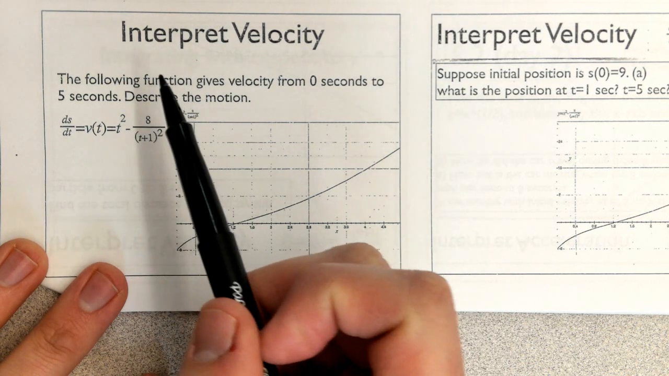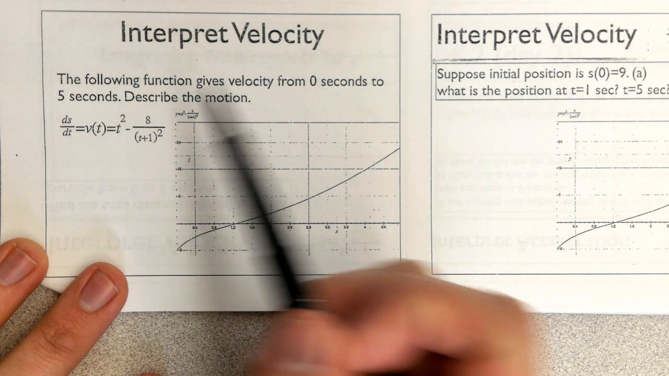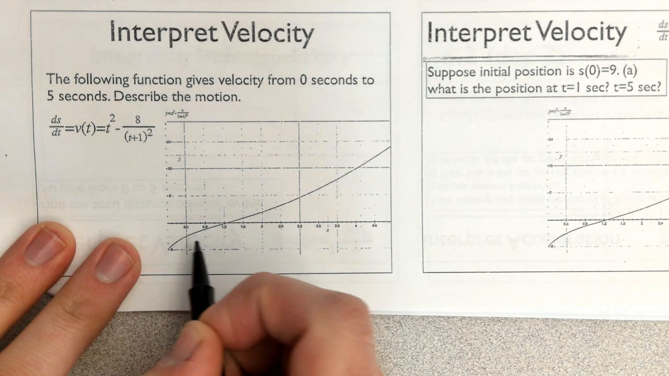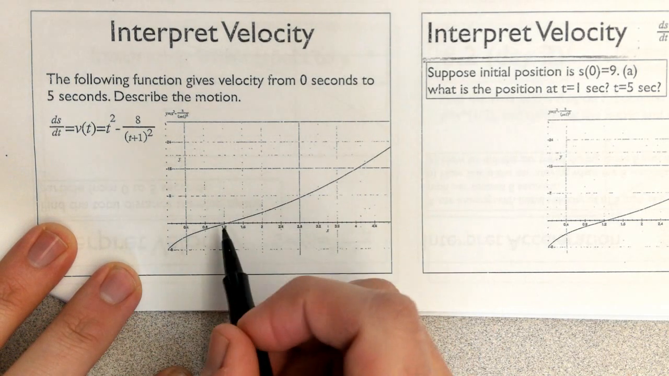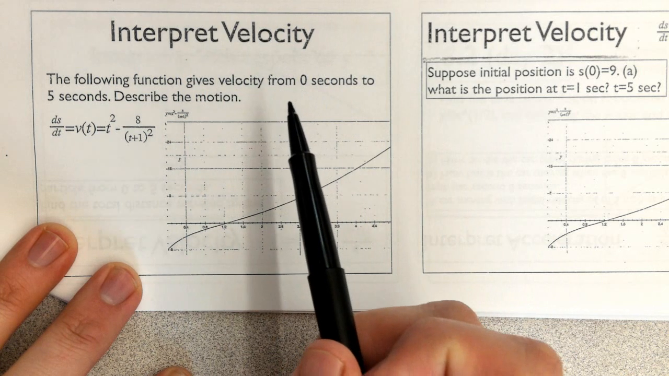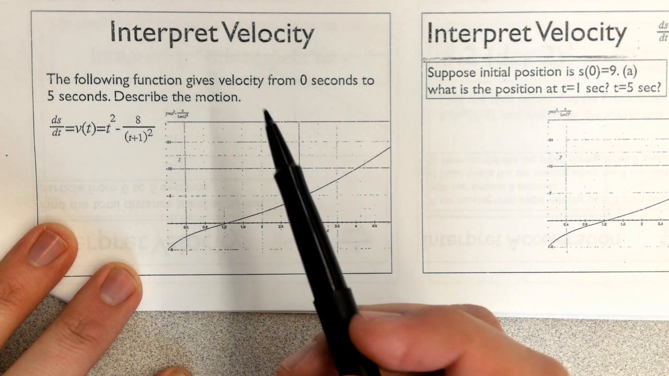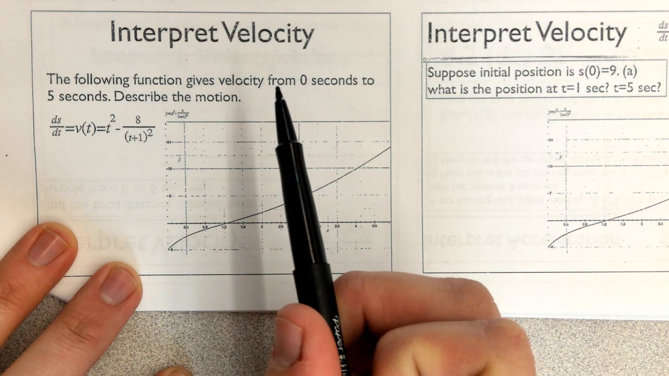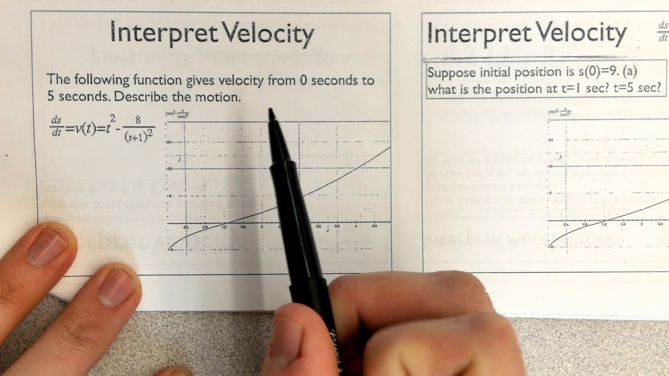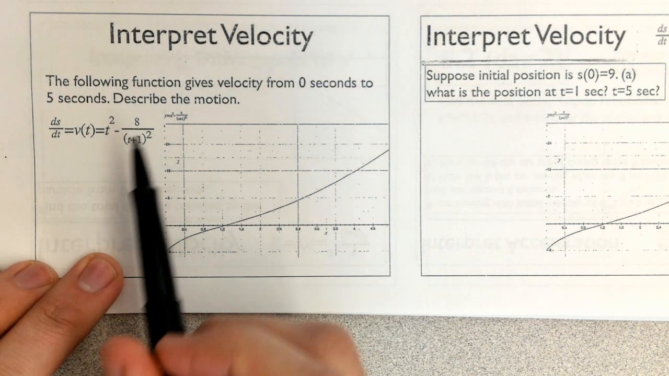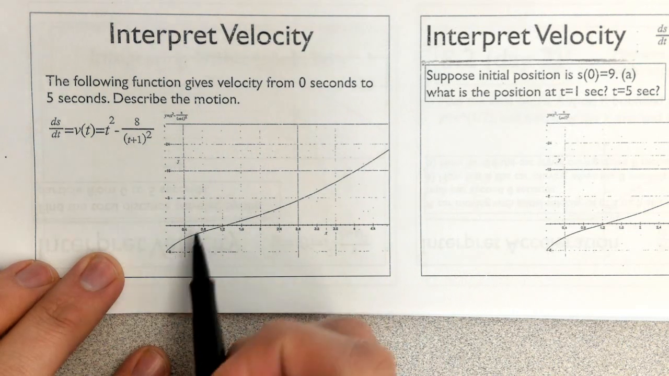So interpret velocity. The following function gives velocity from 0 to 5 seconds. Describe the motion. Okay, so this is a question that definitely will show up on the quiz. It is describing the motion of a particle. And what we're going to do is look at this velocity function, and we have to remember that velocity is signed. It could be positive or negative, and that indicates whether the thing is moving in the positive or negative direction. In this case, it's typically going to mean left or right when we're talking about just a particle moving along a line.